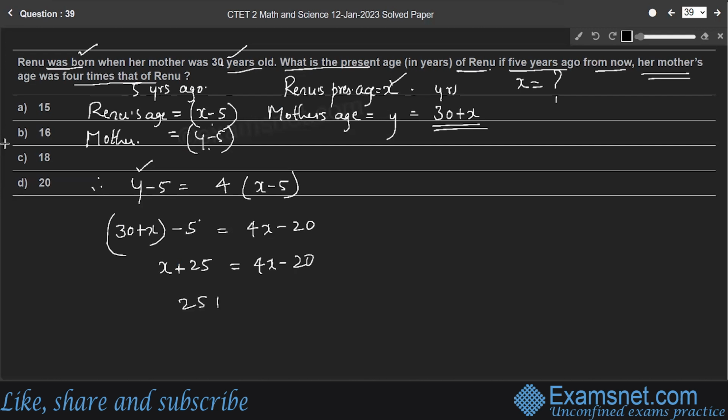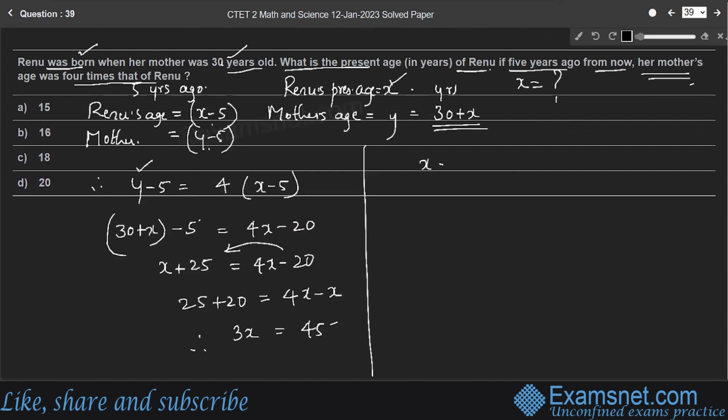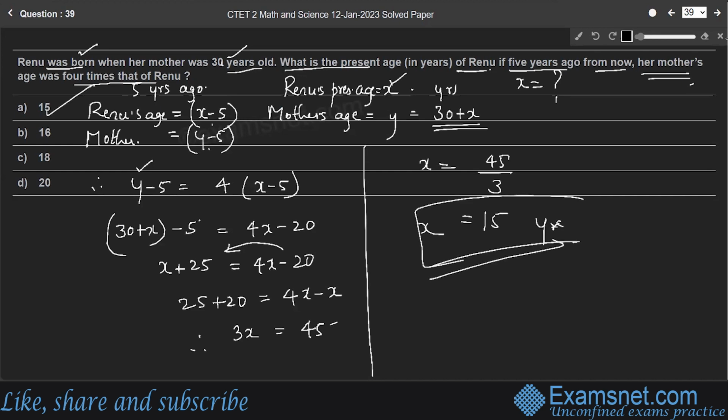So 25 plus 20, taking this 20 to the left hand side, is equal to 4X minus X. Therefore, 3X is equal to 45, since 25 plus 20 is 45. Therefore, the value of X, Renu's present age, is 45 by 3, which is 15. So Renu's present age is 15 years. Option A is the right answer.